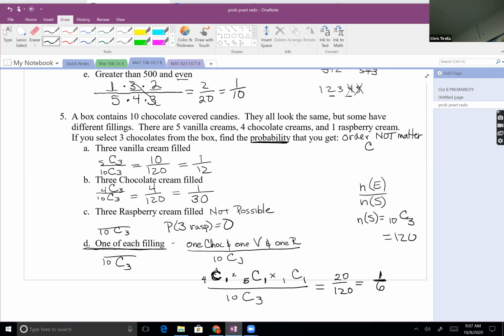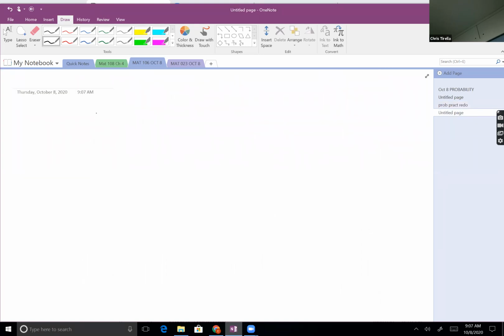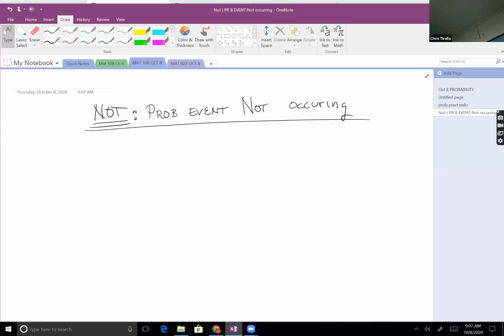We'll just add not. So I'm going to add a page, and I'm going to look at not. I don't think this one's too challenging at all. We're looking at the probability of an event not occurring. And to look at the probability of an event not occurring, I want to start with an example. With my example, I'm going to roll a die.